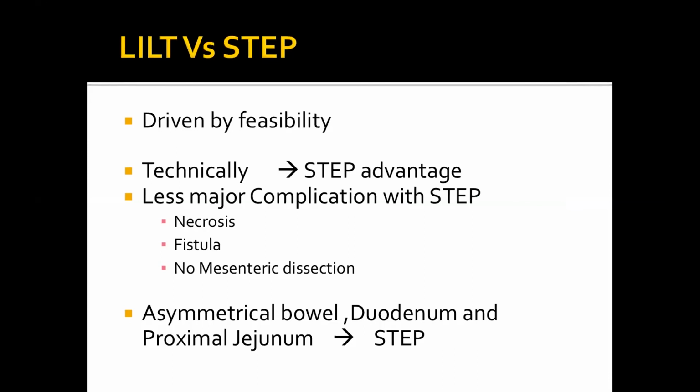Yeah. So which one should you choose, Bianchi versus STEP? It's driven by feasibility, and I think technically the STEP procedure has an advantage. Less major complication with STEP: necrosis, fistula formation, and no mesenteric dissection. In patients with asymmetrical bowel, such as the duodenum and proximal jejunum, the STEP procedure is feasible compared to Bianchi.